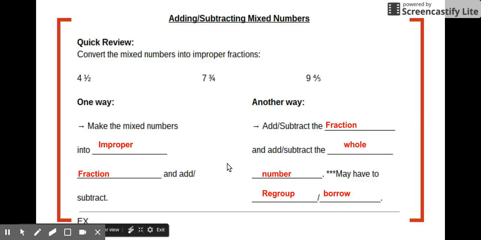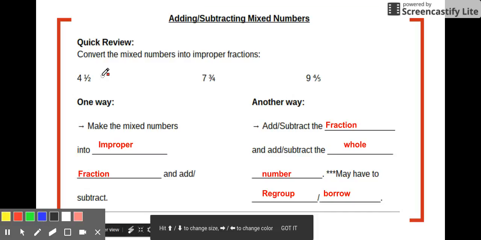Okay, so adding and subtracting mixed numbers. If you remember from last topic, we worked a lot on converting mixed numbers into improper fractions and then the other way around. And you're going to have to remember how to do that in order to solve these. So quick review on the top, it says convert the mixed numbers into improper fractions.